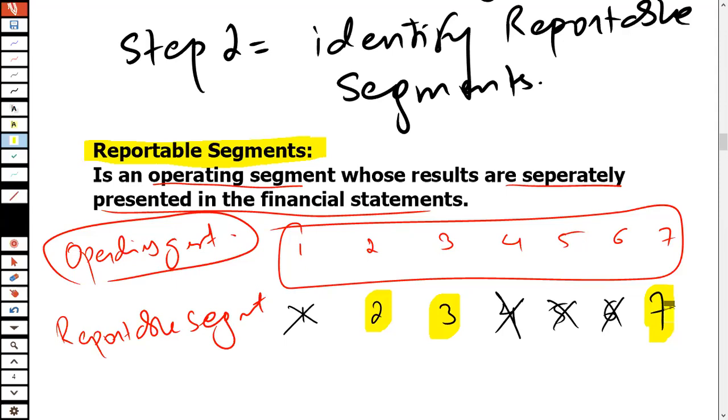Now, a question that arises is, how exactly do we identify a reportable segment? For that, just wait a bit, I'm going to explain to you. First, try to understand the concept of reportable segment: a reportable segment is one of those operating segments whose results are separately presented in the financial statement.